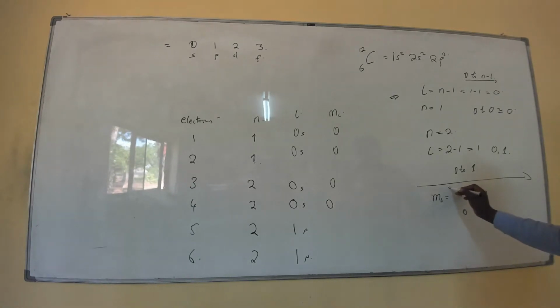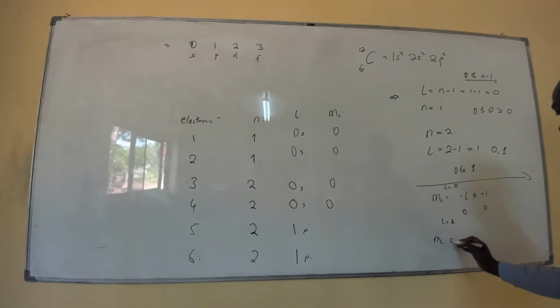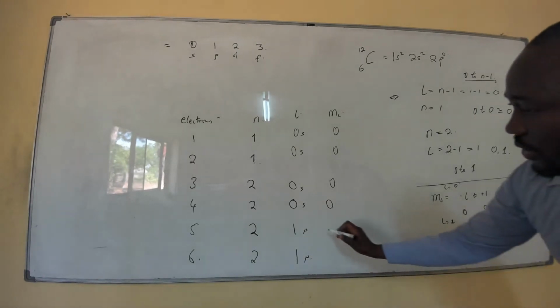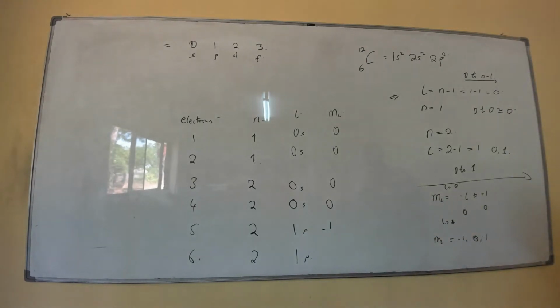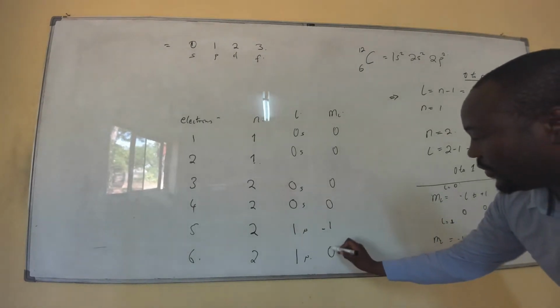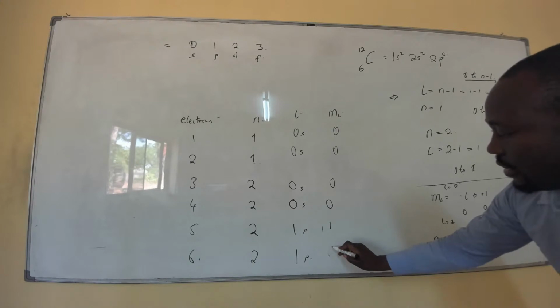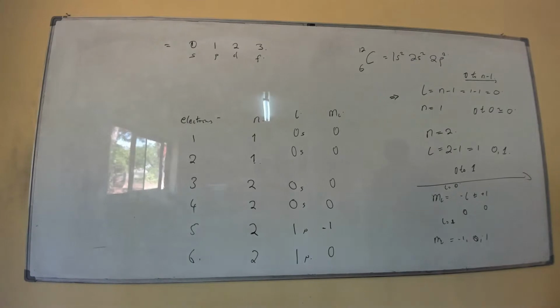Then this is when L is equal to 0. When L is equal to 1, ML will be equal to minus 1, 0, 1. So there are 3 orbitals, and you can choose any of these. One electron will be in the 1, and the other one will be in the 0. Or if you want, you can have plus 1, 0, or minus 1, 0.